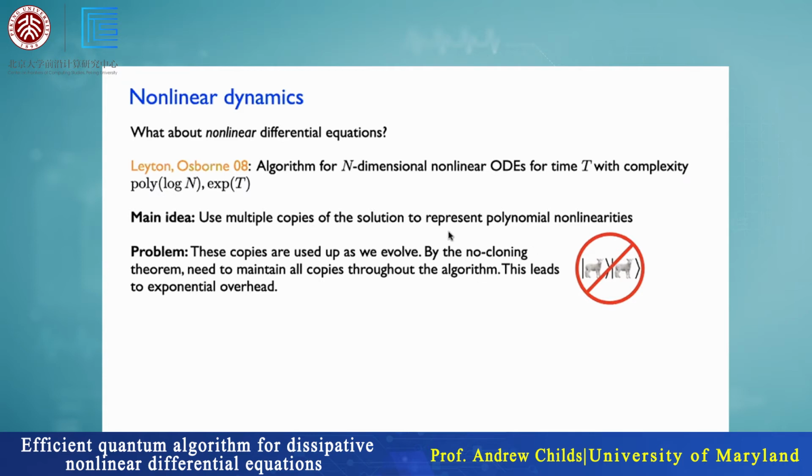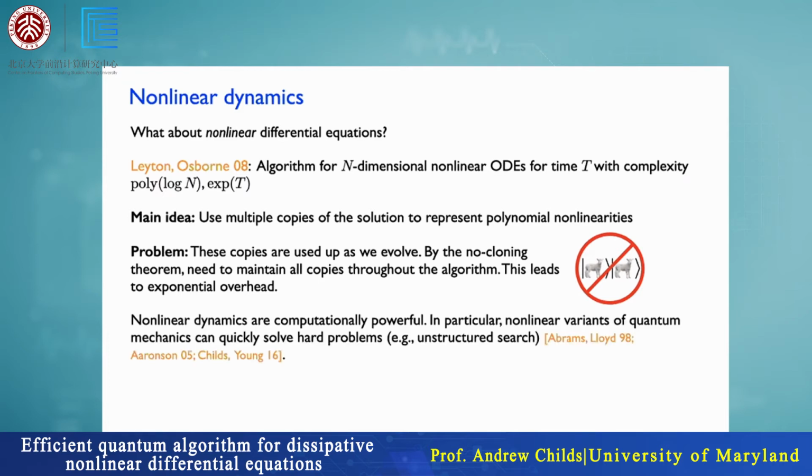And this is the source of this exponential in time overhead. Basically, you will need to have an exponentially large number of copies of the solution around initially, even if you only care about a quadratic nonlinearity, because you'll be using up these copies at an exponential rate as you try to evolve. So that's a problem, and it seemed like a fundamental obstacle.